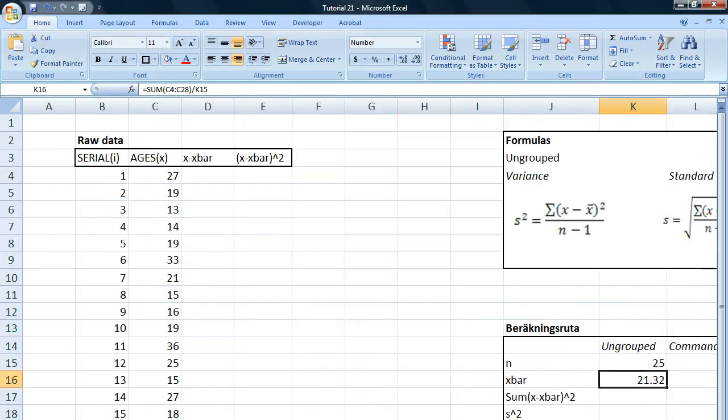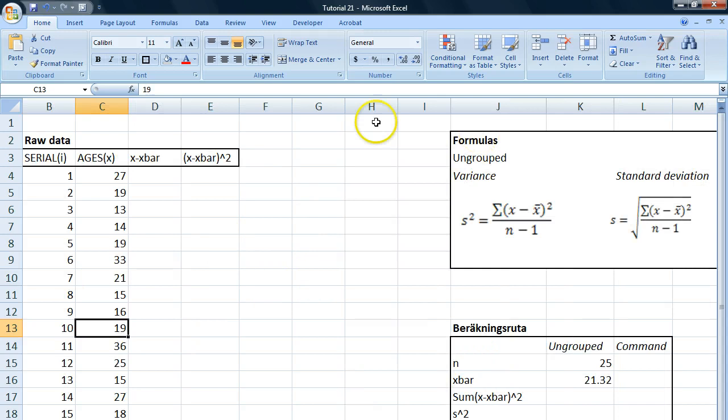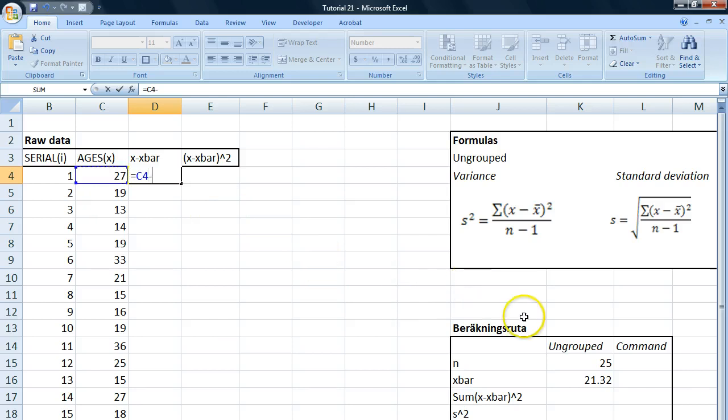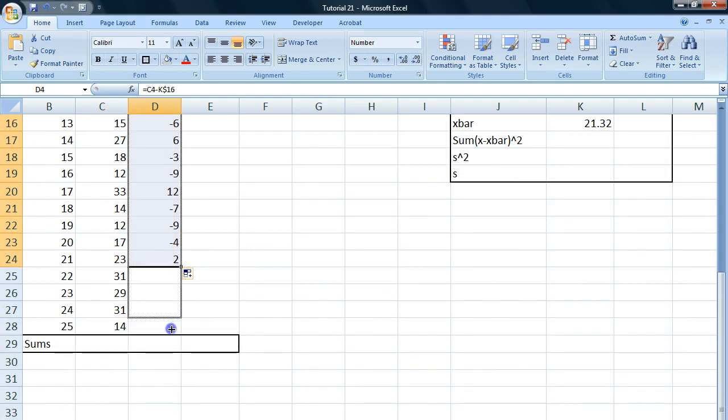And that's great because now we're going to measure each observation's distance from the average, because that is what the variance and standard deviation is all about. It's about the variance around our average. So we need to actually calculate that variance in real terms. So I write equal to here. I take my x observation, 27 in this case, minus my x bar. Now, because I want this x bar to stay the same all the time, I put a dollar sign in there between them. I hit enter, and now I'm ready to just pull it down all the way down here.